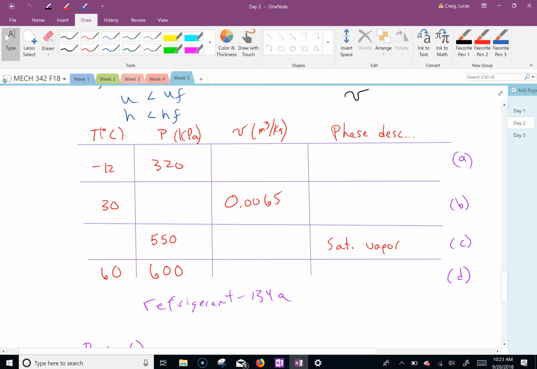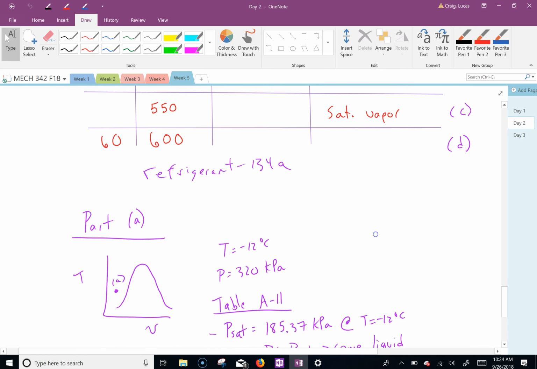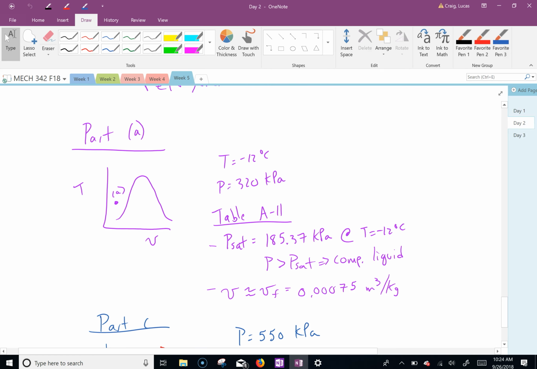So we have four different problems in this one problem. What we're trying to do is fill this table in, trying to find specific volume and what the phase is. All right. So which one did we do? We did A, right? Because I think Brendan wanted to do that one first. A and C. So let's review these.